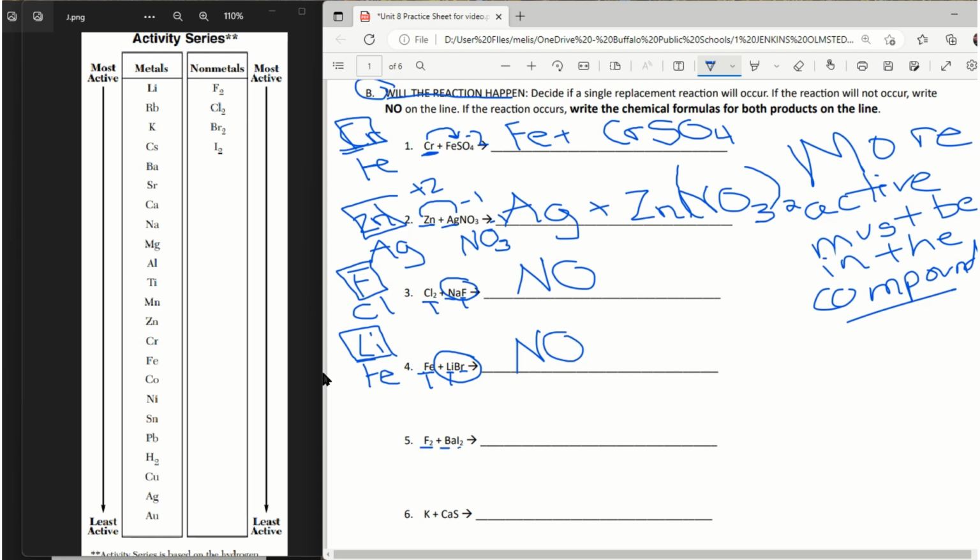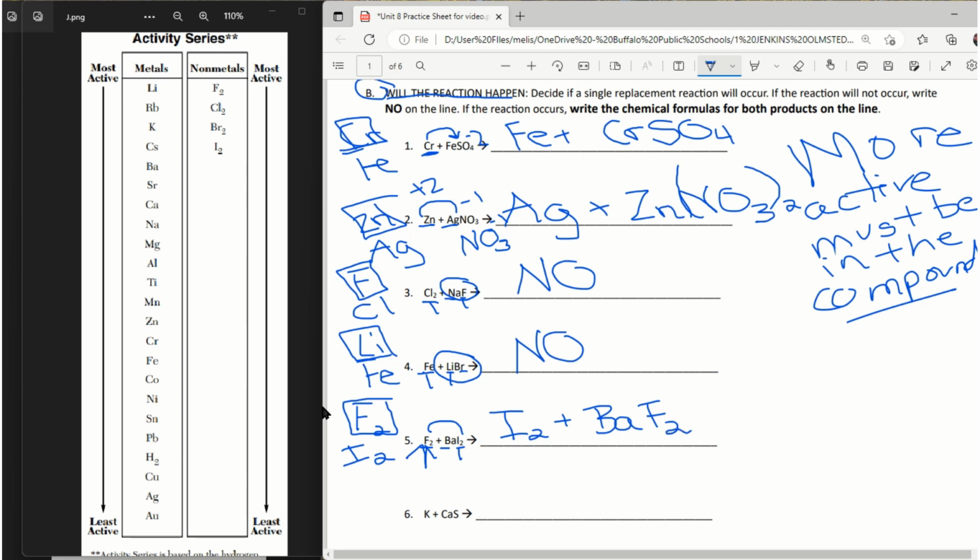Let's look at the next one. Remember, you got to find two things that are in the same column. Which two are they? Well, it's F2 and I2. So where are they? Well, first of all, F2 is at the top. So it doesn't even matter which one is there. I2 definitely has to be underneath it. And what is the rule? The one that is on top must be in the compound. Is it? Nope, nope, nope. It's alone. So what has to happen? The F and the I will swap. So I will get I2, that will be alone, plus BaF2.